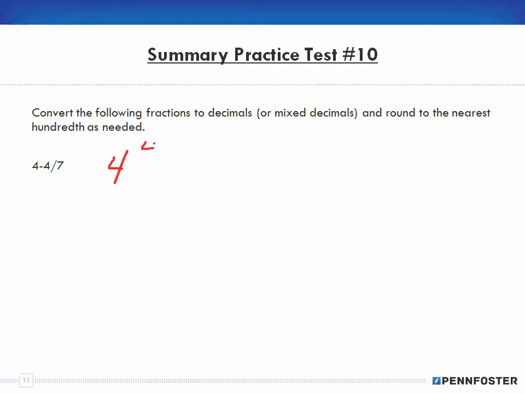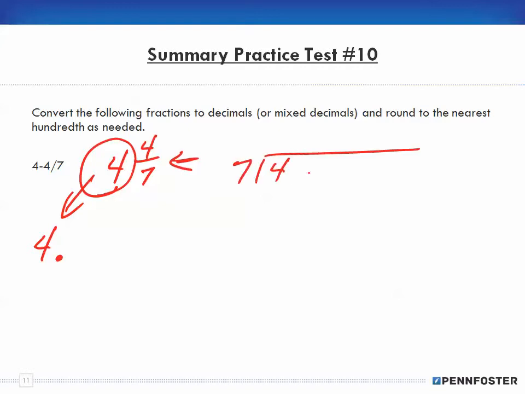So 4 and 4/7. We know that the 4 is going to be the whole number. So I'm looking at 4 and the decimal. That's the whole number equivalent right there. But now I have to figure out the fractional equivalent. So I'm going to take the 4 from the numerator and divide it by 7 in the denominator. And again, 3 decimal places.